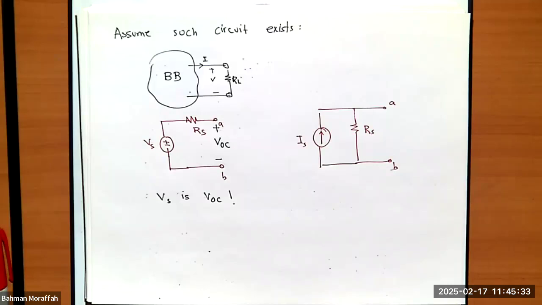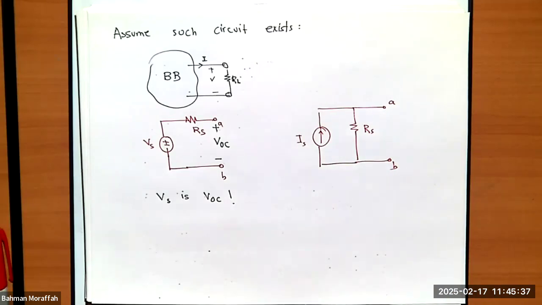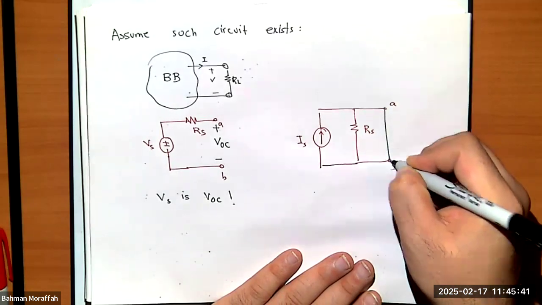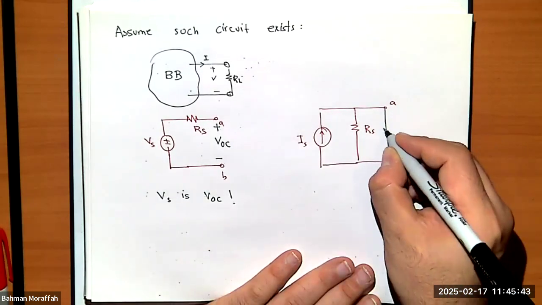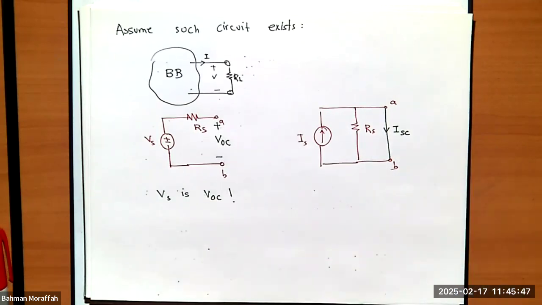How about here? How can I find Is over here? What I'm claiming is that if I look at AB and then short it out and call that I short circuit, Is is exactly this I short circuit. Why?